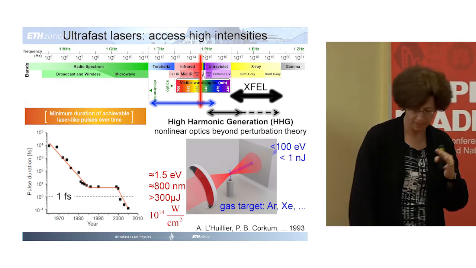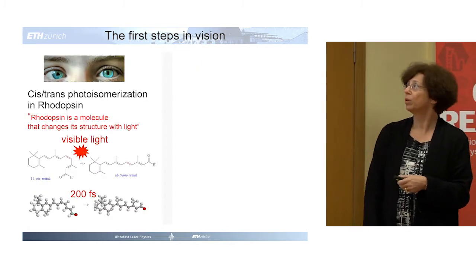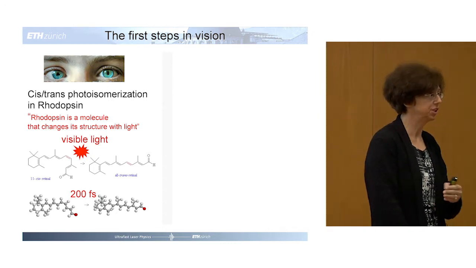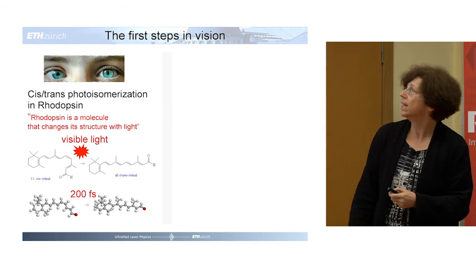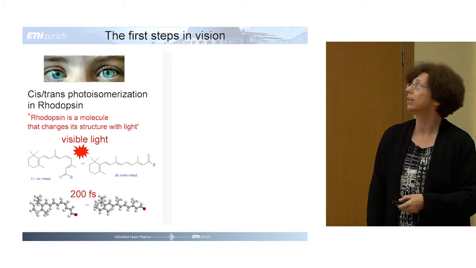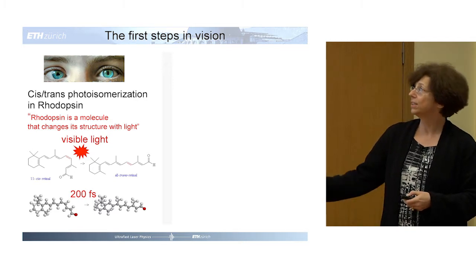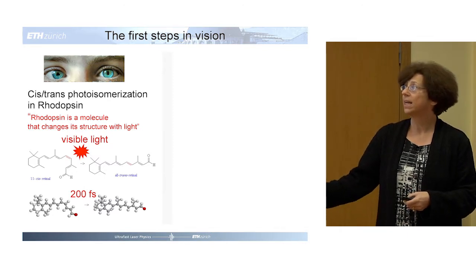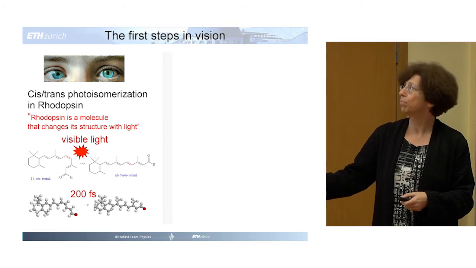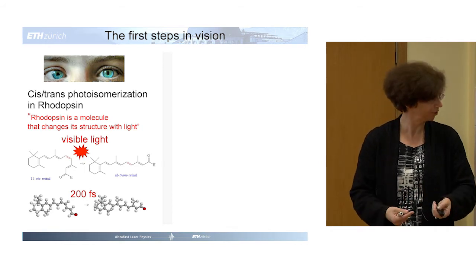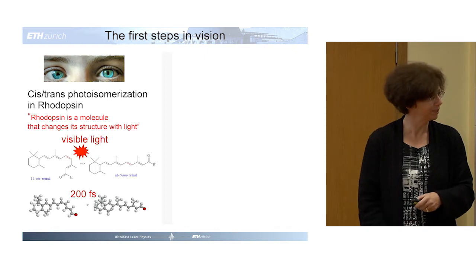So let me give you just one example. In the femtosecond domain, people looked at vision. The first step in vision is extremely fast. It is based on this rhodopsin molecule that was also widely studied during the 70s and 80s, and this is what the molecule looks like. When you come in with visible light, within only 200 femtoseconds, you make this molecule bend. So you have a light-induced mechanical switch on a molecular level, which you control with light.